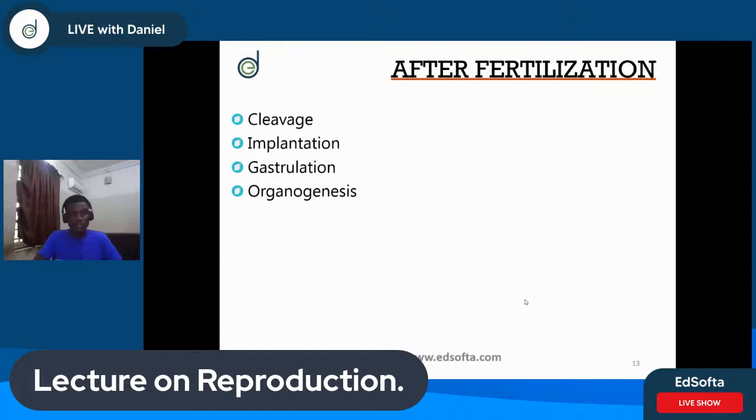Now we go to implantation. From the word implantation, it means to implant. Implantation is the process by which the blastocyst penetrates the superficial layer of the endometrium in the uterus. Now the uterus is the womb, part of the stomach area. The blastocyst begins implantation on the sixth day. That means 6 days after fertilization, implantation begins.